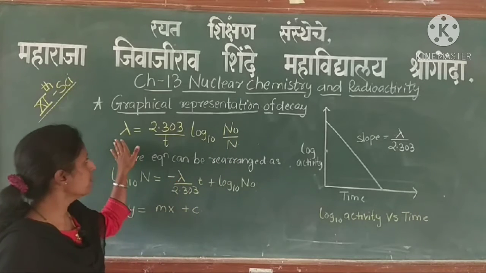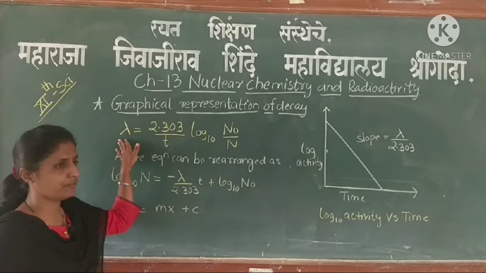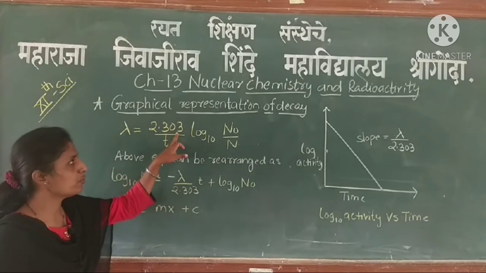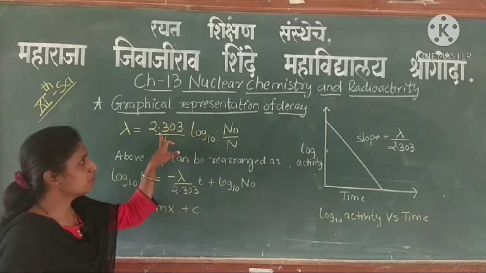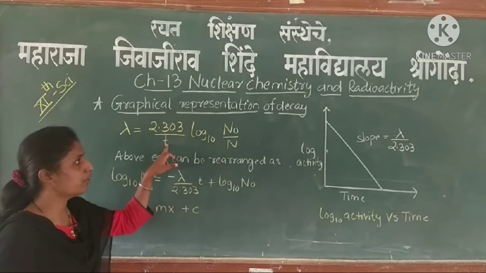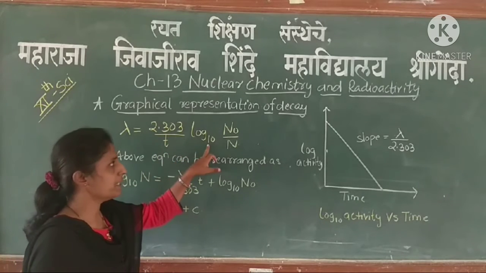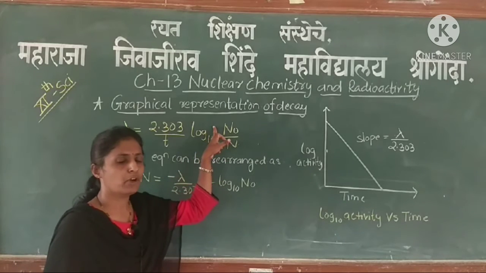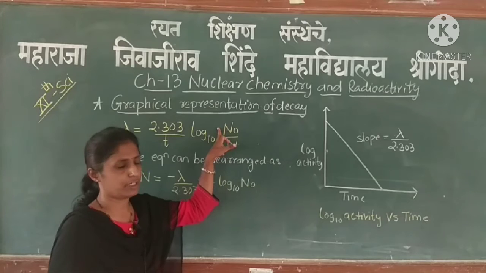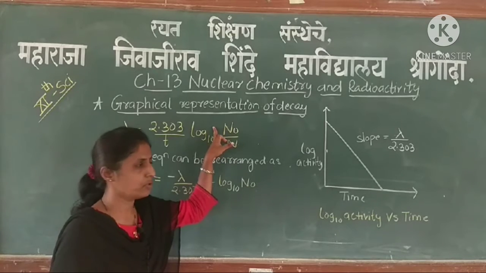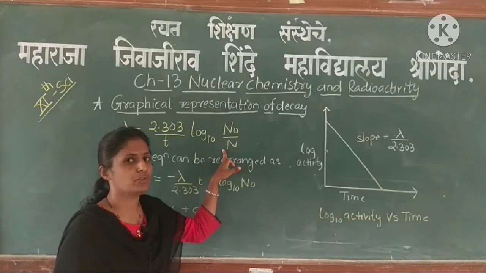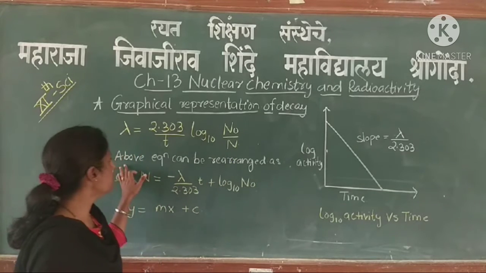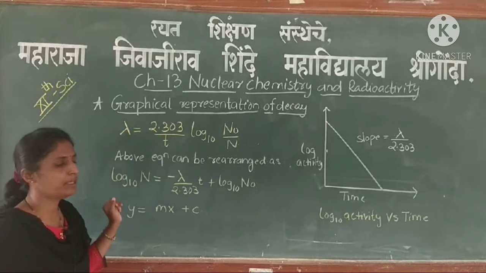In yesterday's lecture we had studied the equation of decay constant, that is lambda is equal to 2.303 upon t into log to the base 10 N0 upon N, where N0 is the number of nuclides present initially, that is at time t0, and N is the number of nuclides present at that instant. Now this above equation can be rearranged.